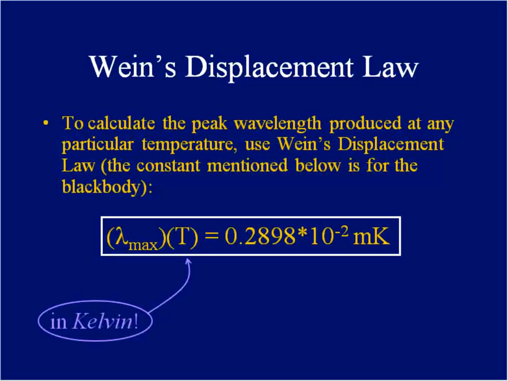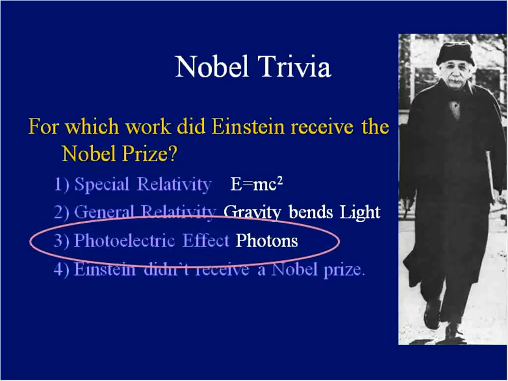In that graph, you saw how lambda corresponding to maximum intensity was shifting. That lambda corresponding to maximum intensity is called lambda max, and lambda max into T is a constant. This is Wien's displacement law. T is in Kelvin. So from those graphs, Planck arrived at something very important, h nu.